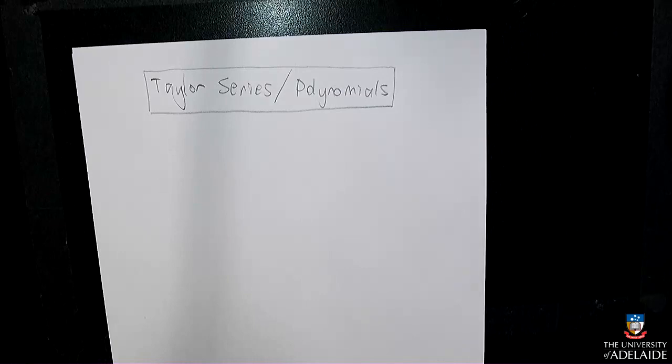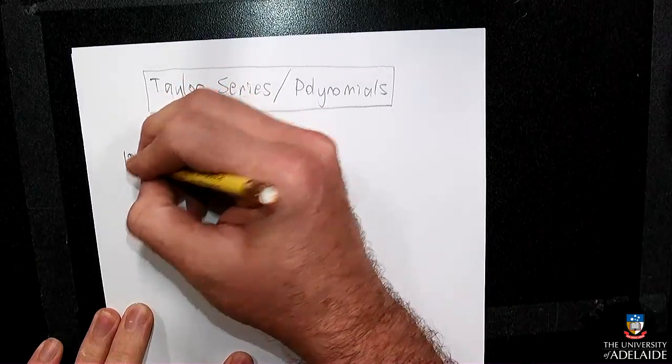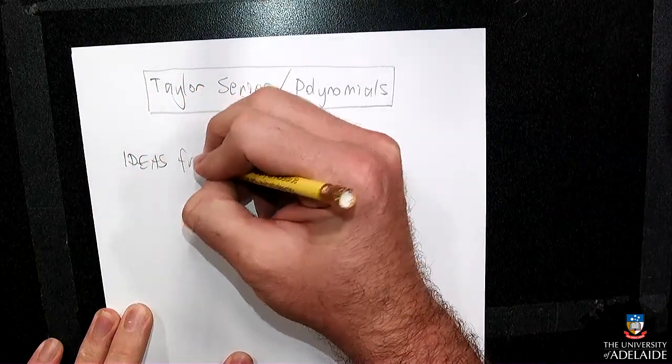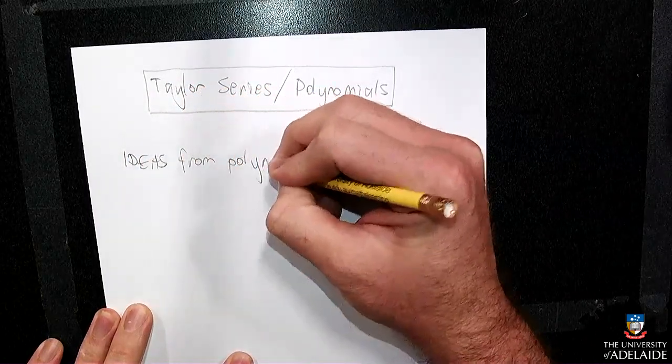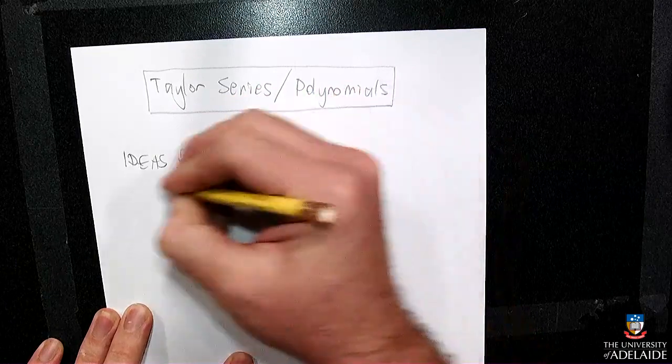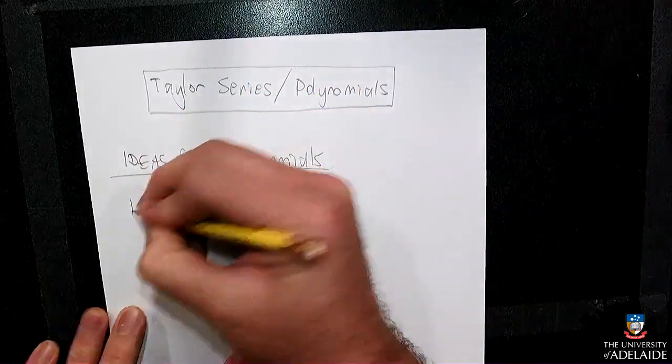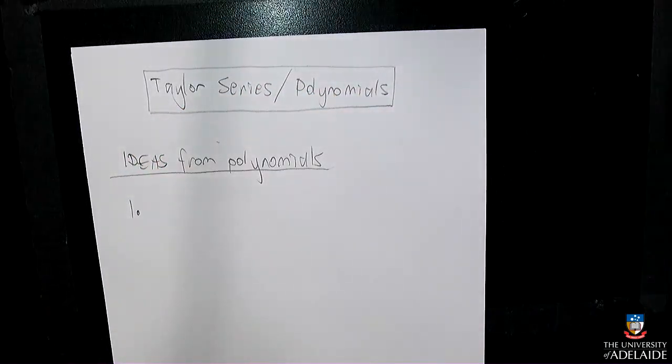So there are three ideas that we can get from polynomials that help me to make sense of Taylor series. And so I wanted to talk about those three ideas. So idea number one goes with this graph.